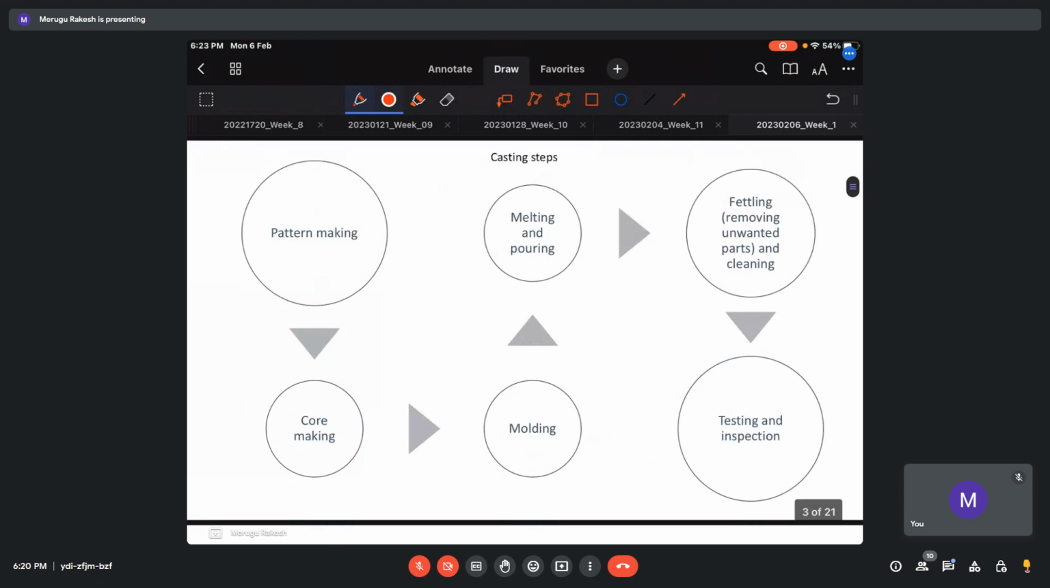So with that, I'll briefly explain the casting steps. These were also explained in the class. We start with the pattern making. We also need a core if we want to produce any hollow components. Then we go for the molding. Molding is nothing but making the cavity using the pattern or core. Then we melt the metal and pour it in. We can do this in mass production also. It is not only about one part; we can do this in multiple parts.